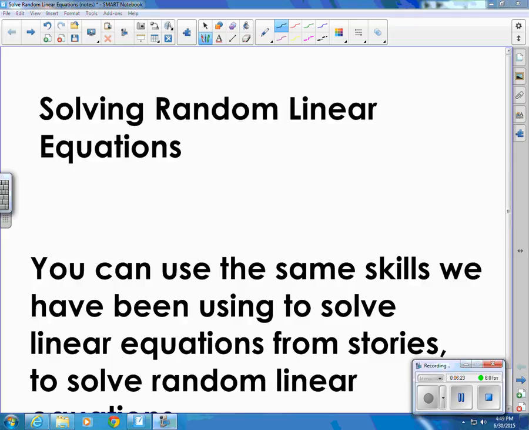So those same skills we used on story problems can be used to solve random linear equations that are given to us. We don't know what the answers are, but we can verify that our answers are correct, that they actually solve that equation.